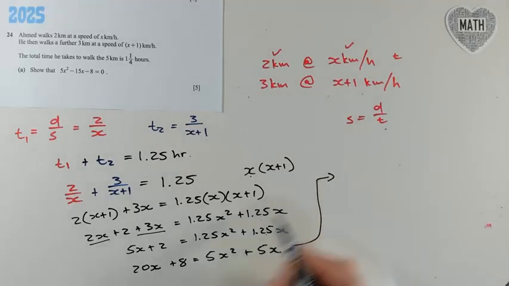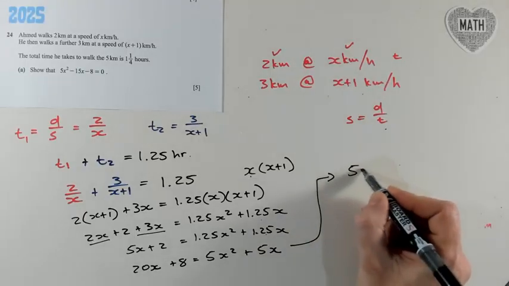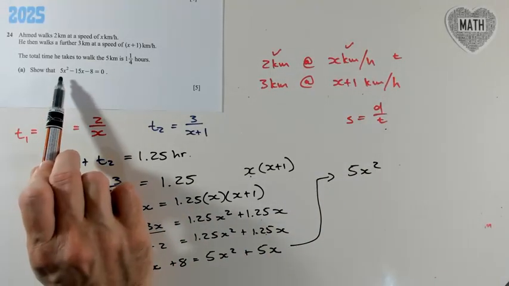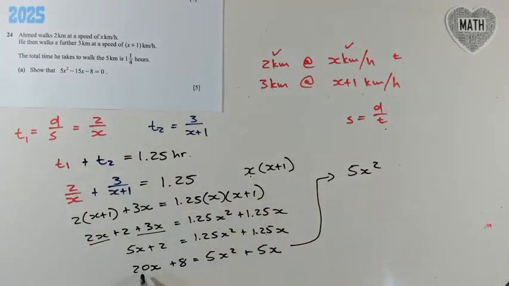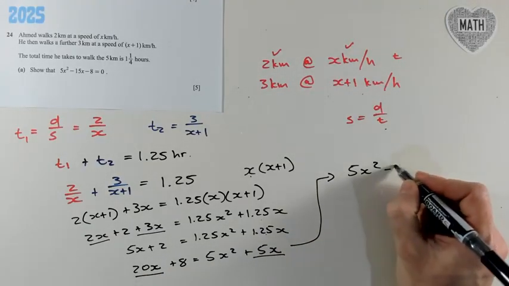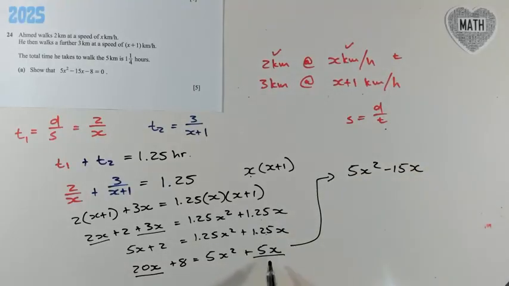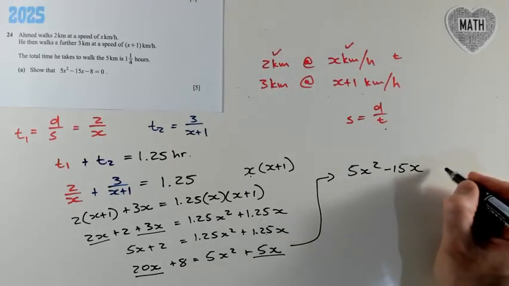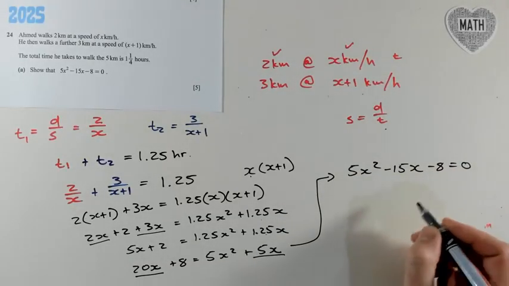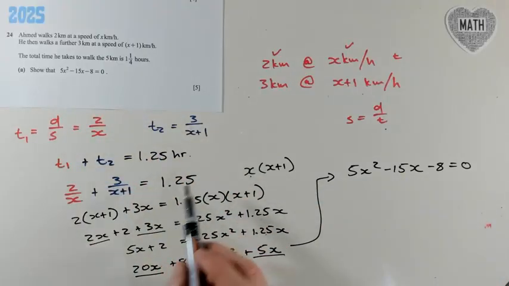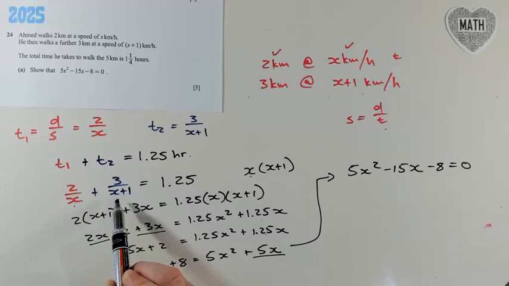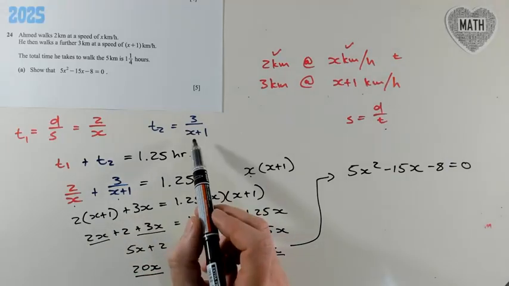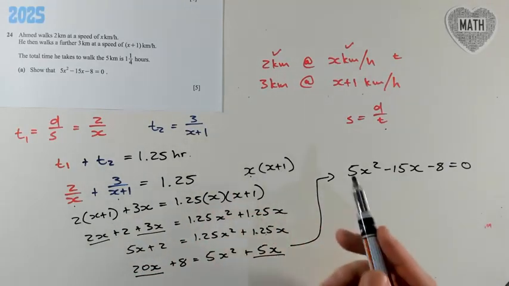So it's going to carry on there. Basically I have 5X squared, which is nice because I see there's the 5X squared there. Basically it's going to be plus 5X minus 20X, so that's minus 15X. And I'm going to have the minus 8 coming over, minus 8 equals 0. So I can see that worked out. But you can see this question is very similar to the previous one with a little X and the X plus 1. It's just easier because we didn't have to convert to minutes and everything.